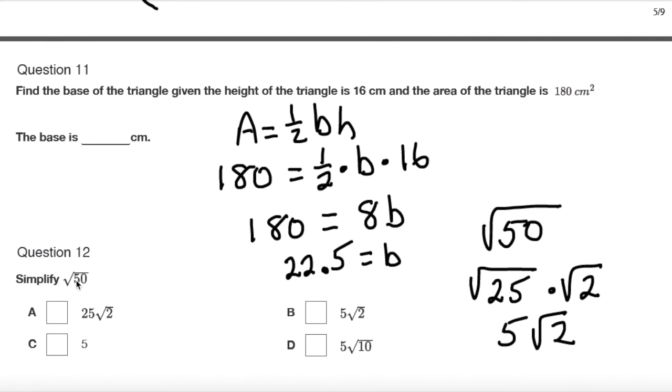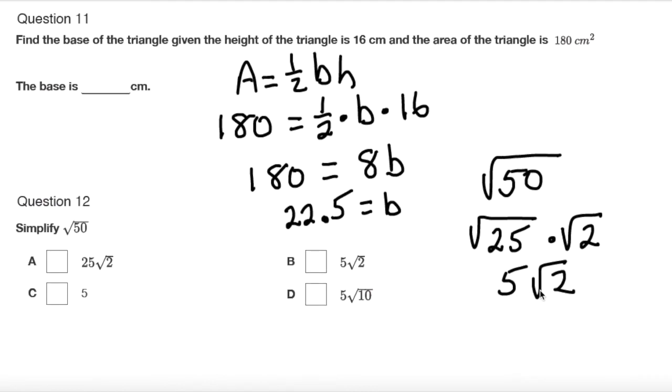Question 12 says simplify the square root of 50. Square root of 50, what's the biggest perfect square that goes into 50? It's the square root of 25. Root 2 times, so it's 5 root 2.